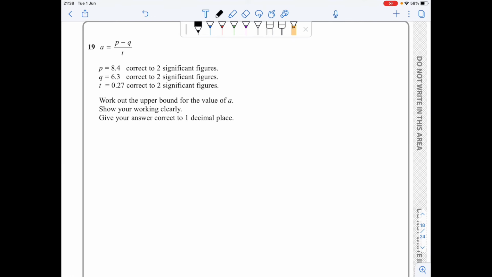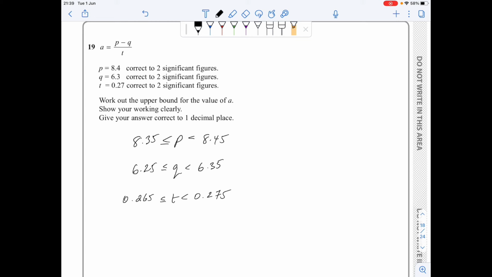I will start question 19 by finding the upper and lower bounds for p, q, and t. Now p is between 8.35 and 8.45. Q is between 6.25 and 6.35, and T is between 0.265 and 0.275.